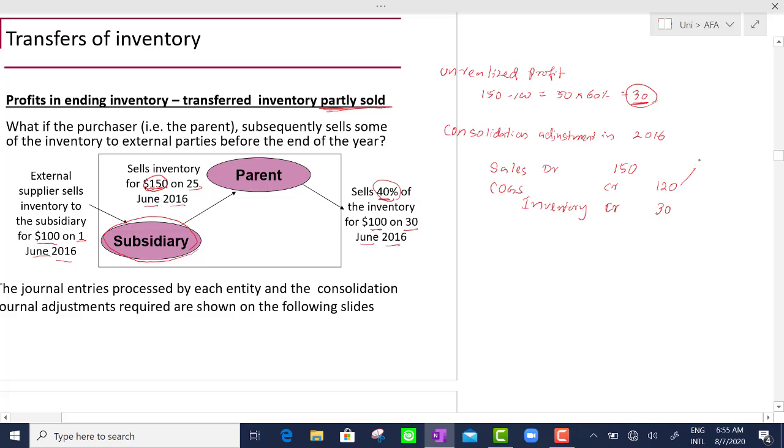Now you saw that the subsidiary company had recorded 100 cost of sales. I think you can remember the original example and the entries that have been recorded by the individual entities.